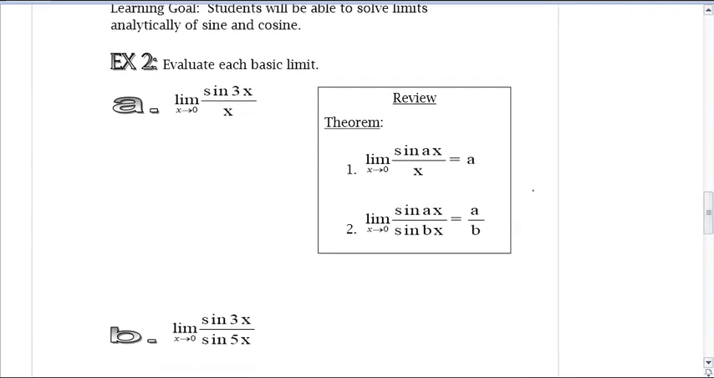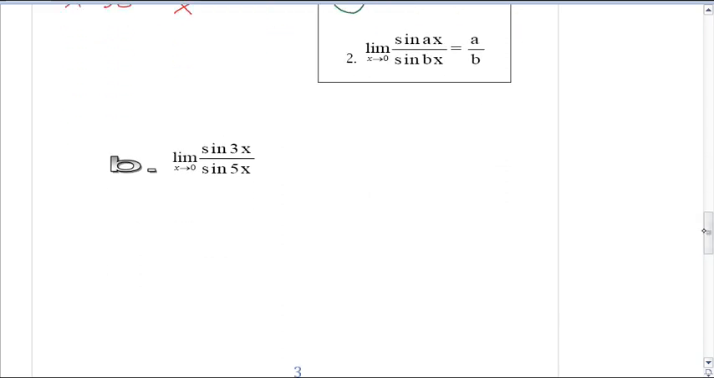Alright, to use our other property here, it looks like I'm going to be using number 1. Let me grab another color here, liven things up a little bit. This is limit as x approaches 0 of sine 3x over x. Now we're just going to take it just as is. Like I said, later on we'll use L'Hopital's theorem to show analytically. But this is just equal to 3. Simple as that. Okay, let's take a look at part B.